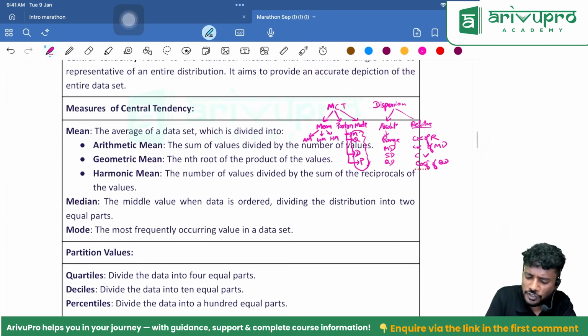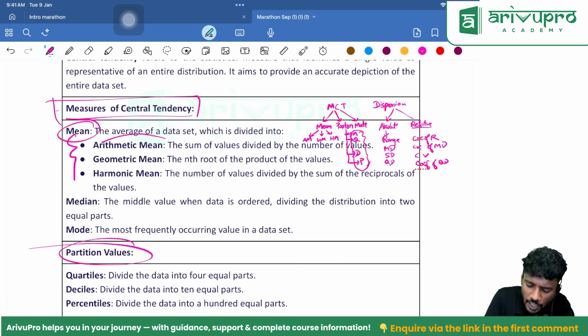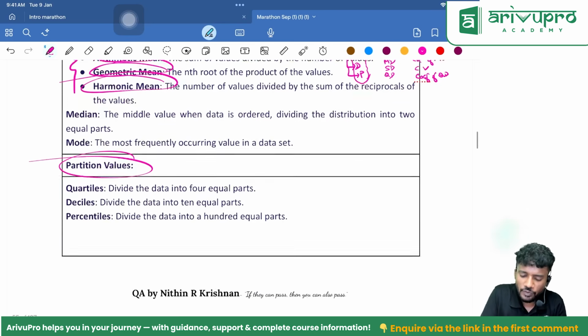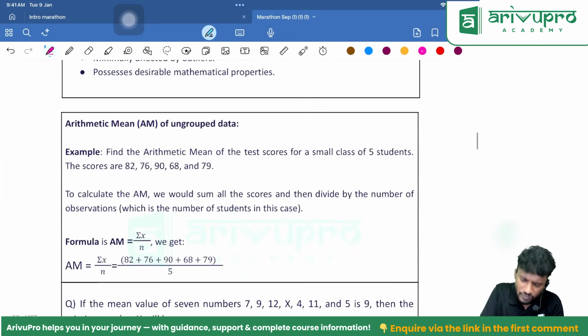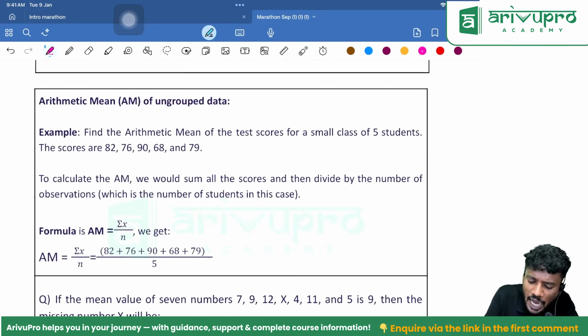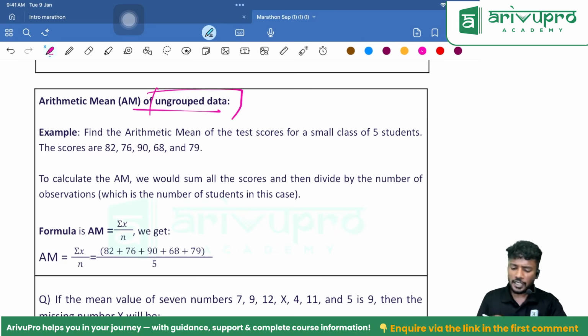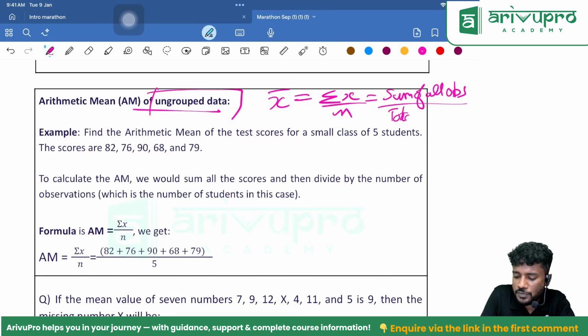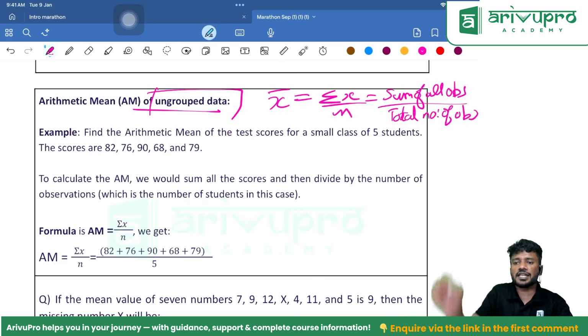Now, first we are going to discuss measures of central tendency: mean, median and mode, also partitions. For mean we have arithmetic mean, geometric mean and harmonic mean. Rather than speaking about it right now, we will directly go to it. First one is arithmetic mean of ungrouped data. What is the formula for arithmetic mean of ungrouped data? Sigma x divided by n. That means sum of all observations divided by total number of observations.